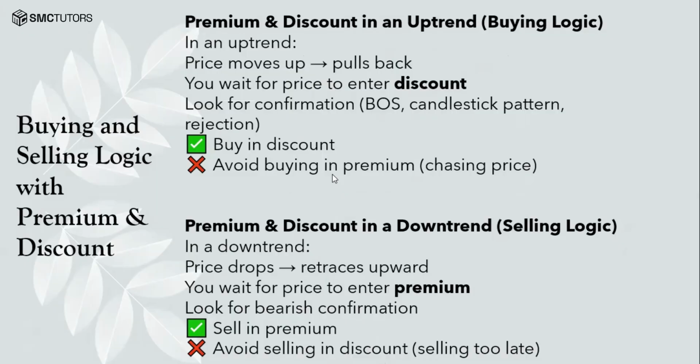So buying and selling logic, like I've explained, for premium and discount in an uptrend: the buying logic is that in an uptrend, price moves up, pulls back, you wait for price to enter the discount zone. Look for confirmation, which is very important: a break of structure on the lower time frame, candlestick pattern, or a rejection. Then we buy in the discount zone.